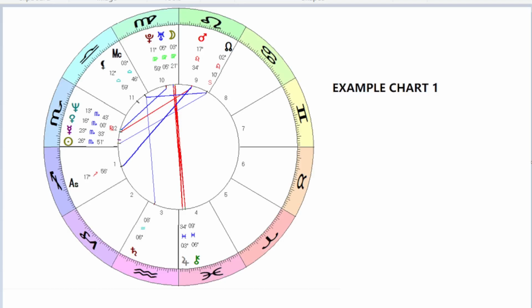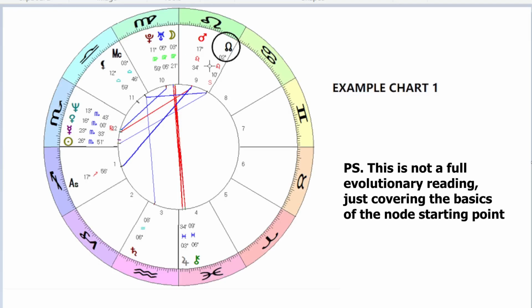Here we have our first example chart. The North Node is at 2 degrees of Leo, and the South Node is not pictured. As I stated before, the South Node is not pictured in the chart because it's always going to be 180 degrees away from the North Node. It does look like this horseshoe, but upside down. 2 degrees of Aquarius is over here, and we can see that Saturn is at 6 degrees of Aquarius, making the South Node in conjunction with Saturn.